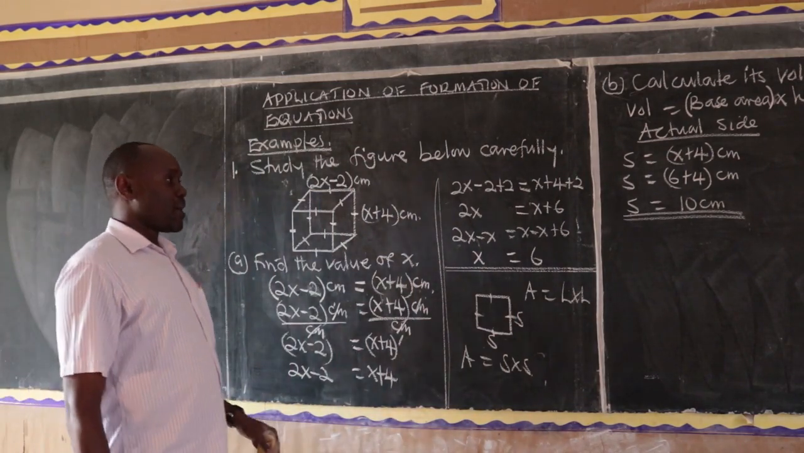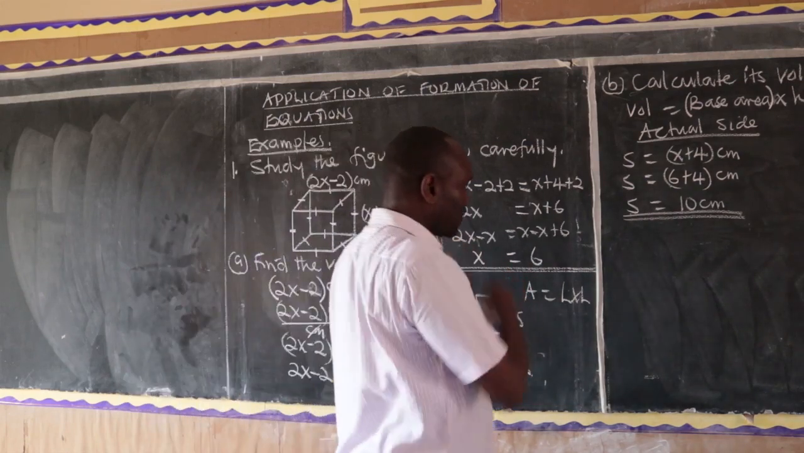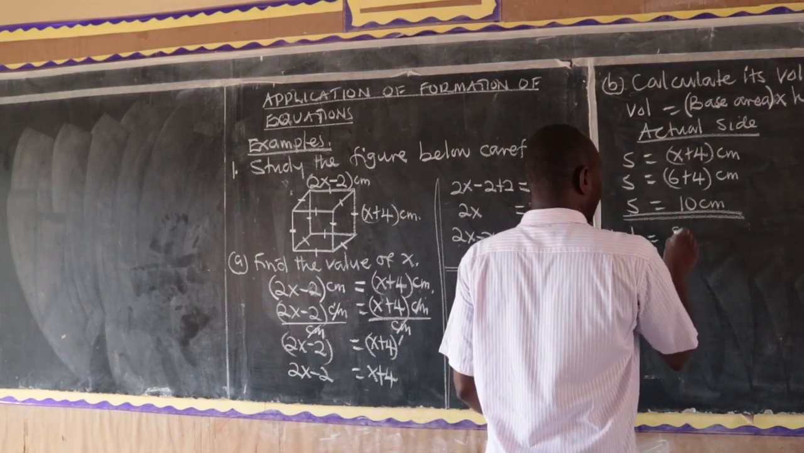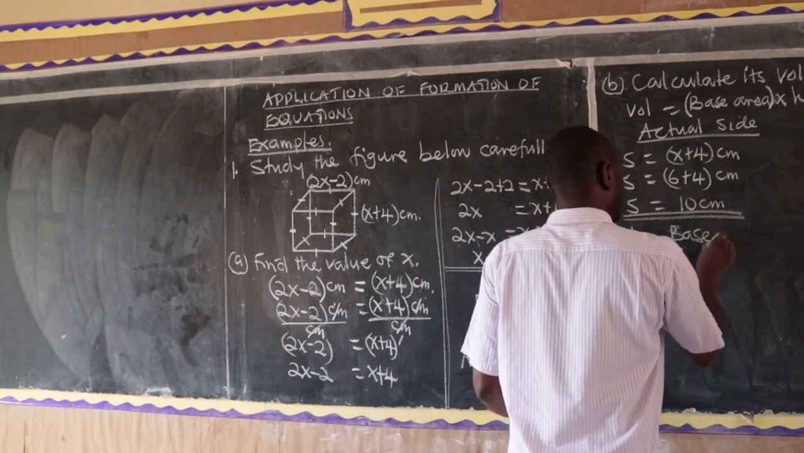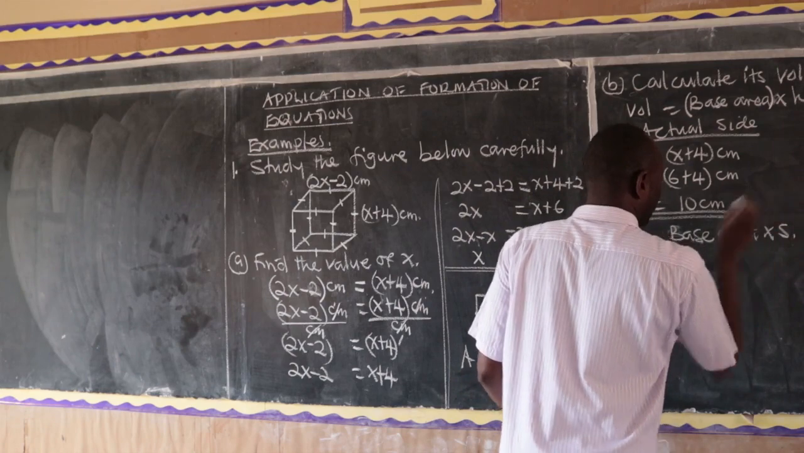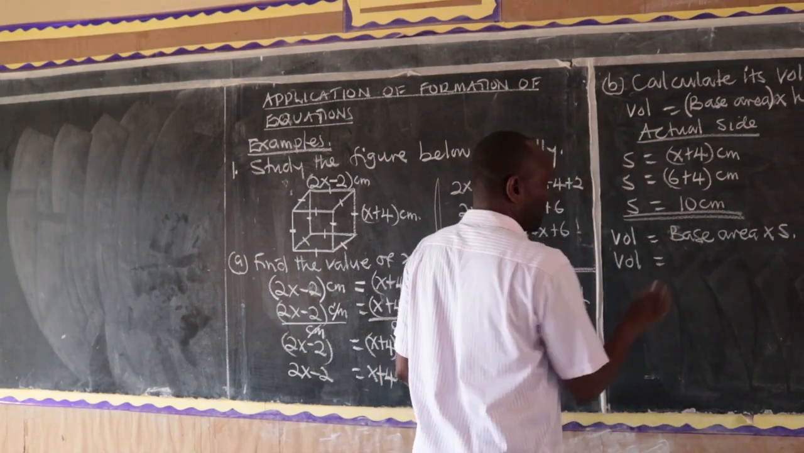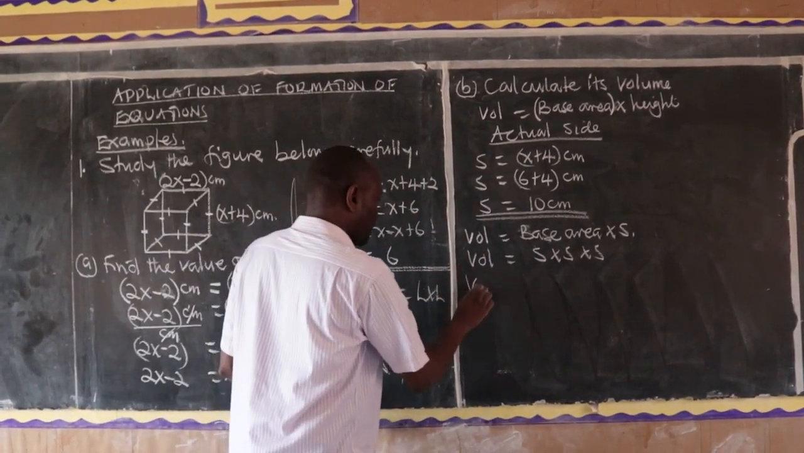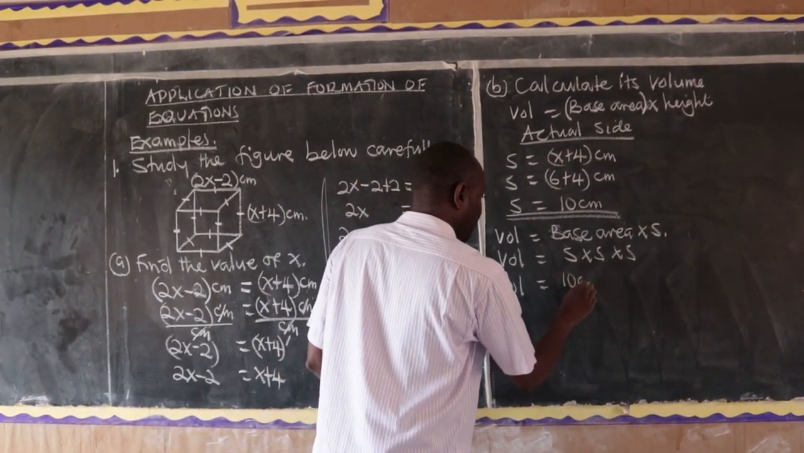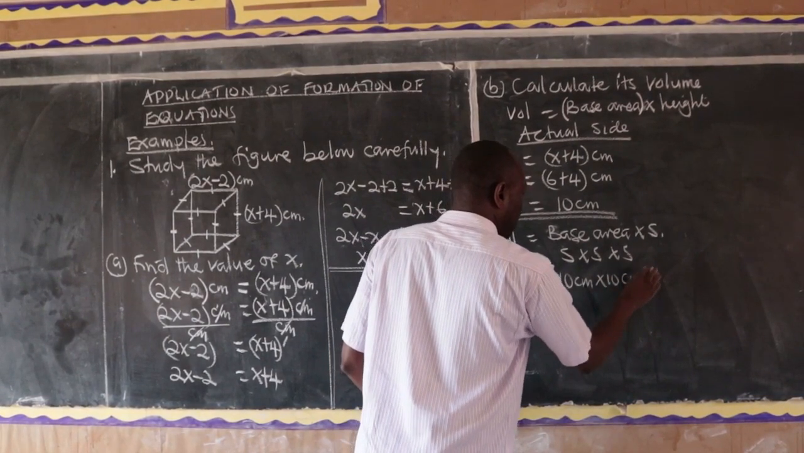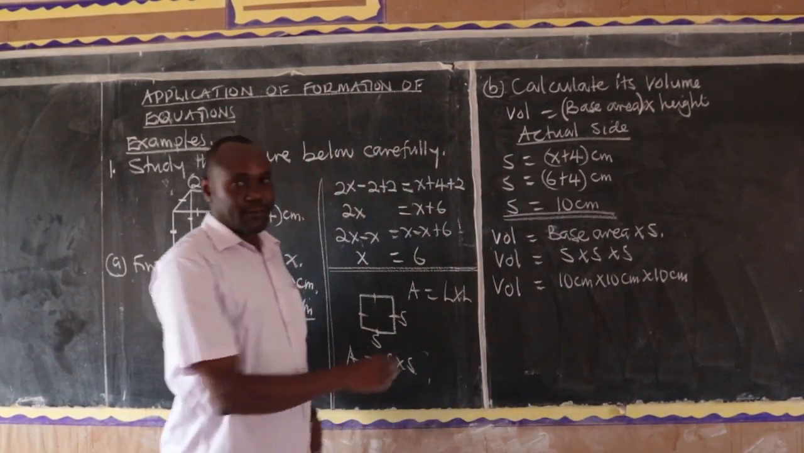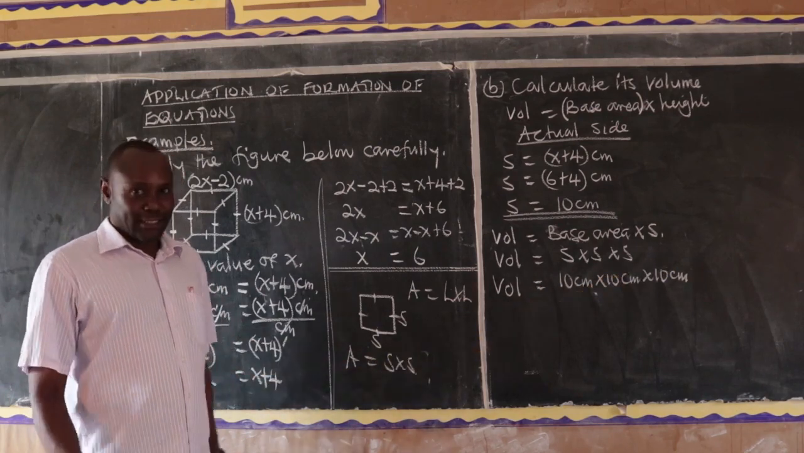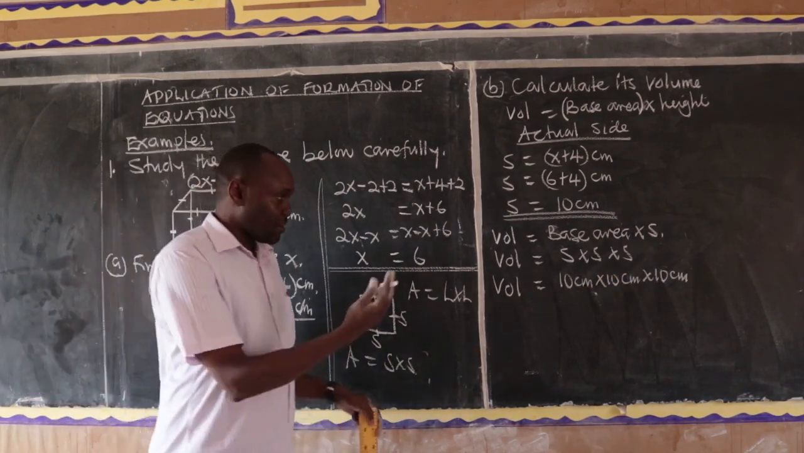Therefore, we can now go ahead and say our volume is equal to the area of this side times now the what? The side. So the volume gives us side times side times side. So I have the volume equals 10 centimeters multiplied by 10 centimeters multiplied by 10 centimeters. In multiplication, you can begin either this 10 times that or this one and that. It is all what we call commutative. You can use commutative in this.